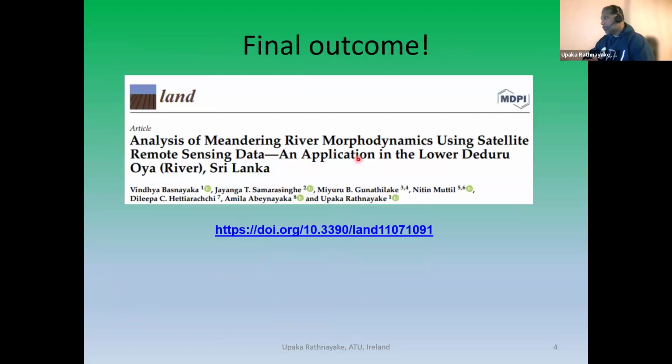So we were able to publish a full journal paper based on this work. We have the authors, Vindhya, Jayanga, Muru, one of my friends from Australia, and my batchmates Dilip and Amila, and you have the DOI here. So we were able to publish the meandering of this particular river basin using remote sensing data.